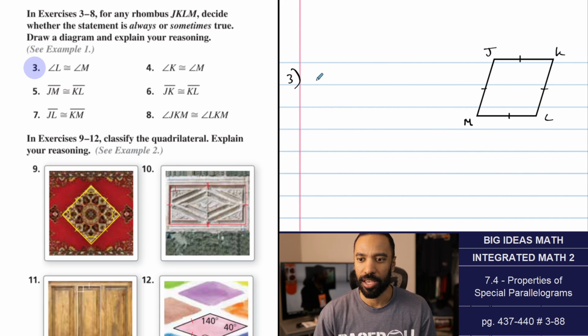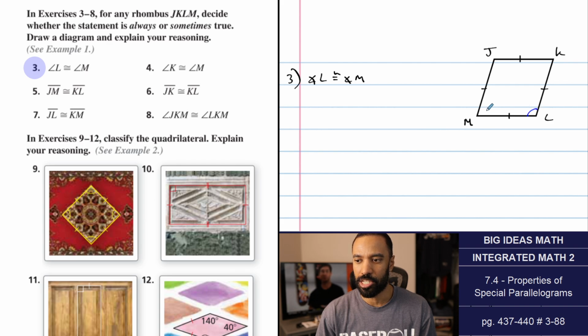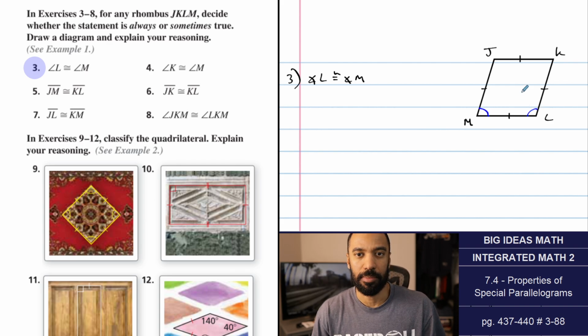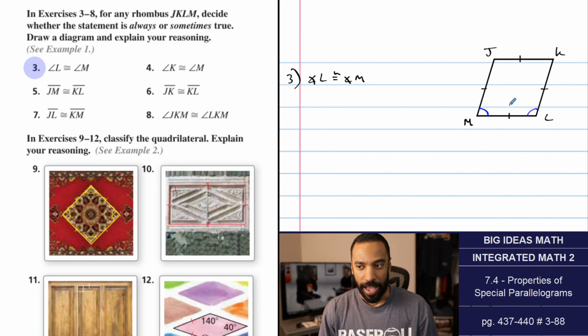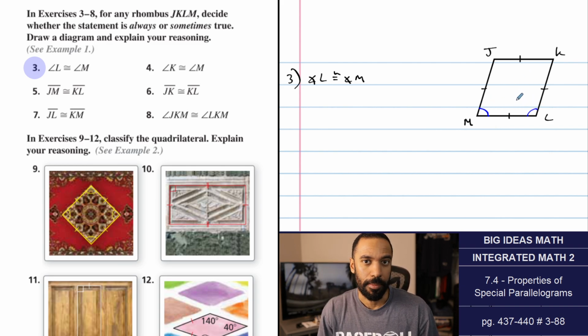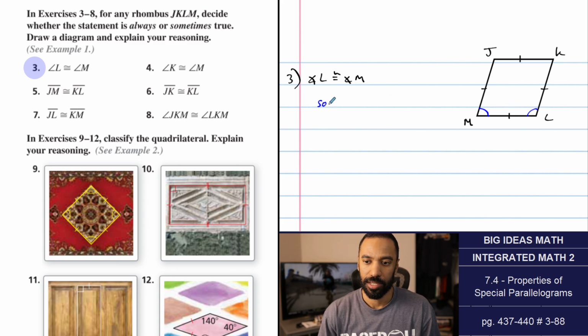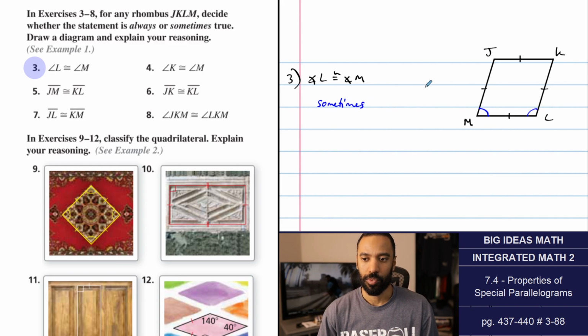Angle L congruent to angle M. Here's L, here's M. Must they be congruent in a rhombus? No. In fact, they're only congruent if it's a square. This is the same as one of the examples. So, explain your reasoning: sometimes, if it is a square.